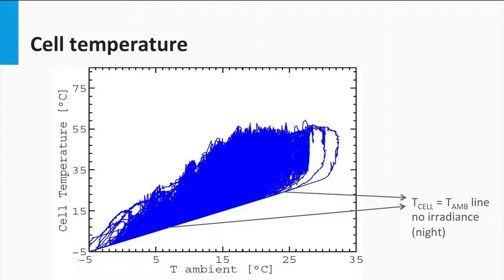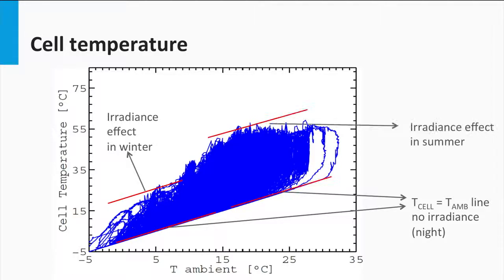The least cell temperature values will be equal to the corresponding ambient temperature, and these will occur when there is zero irradiance, in other words, at night. The uneven spread of the cell temperature above the ambient temperature can also be explained. When the cell temperature is closer to the ambient temperature, this is because the impact of irradiance is lesser, meaning these set of points correspond to the irradiance and ambient temperatures during winter. Similarly, when the T cell values go much higher than the ambient values, it's because the irradiance effect in the summer is quite high.